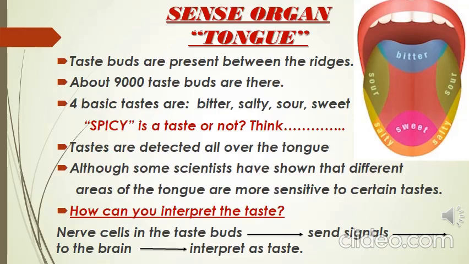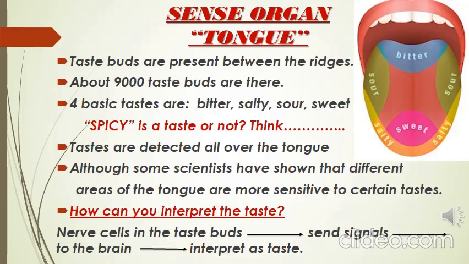And what are ridges? Students, under a microscope you can observe that your tongue has a very rough surface. It is not smooth. It has some ridges. So taste buds are present in these ridges. About 9,000 taste buds are there, and it may vary from person to person. We have 4 basic tastes, which are bitter, salty, sour, and sweet.